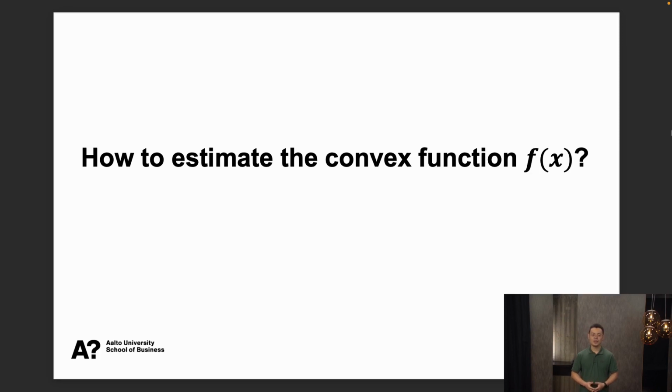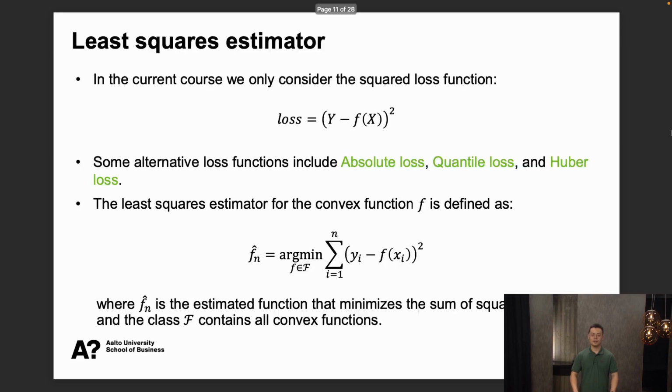So, how to estimate the convex function f(x) exactly? In this lecture, I'll tell you how to use the least squares estimator, which means that we just consider the squared loss function as follows. Of course, there are some alternative loss functions that you can use, for example, absolute loss, quantile loss, or Huber loss. The least squares estimator for convex regression is defined as follows.